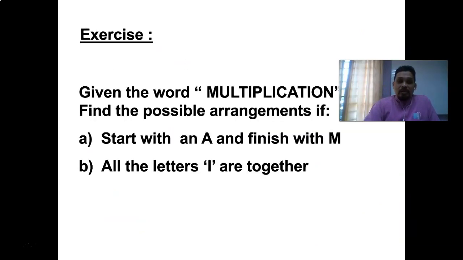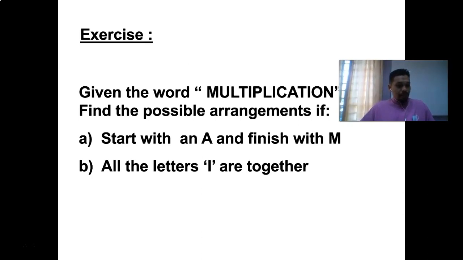Okay, exercise. For this, I want all of you to try the question and solve it by yourself. For question A, the number of arrangements that start with A and finish with M, there are 19,958,400 ways of arrangement. And where all the letters I are together, this one is 119,750,400 ways of arrangement.